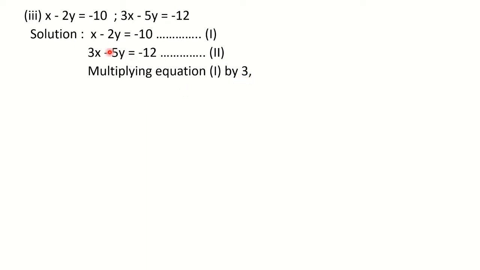When you are multiplying the equation, you have to multiply each and every term. So when you multiply here, you will get 3x, here you will get minus 6y, and here you will get minus 30. So write down the new equation as 3x minus 6y is equal to minus 30, and number it as 3. Now you can observe equations 2 and 3. We have equated the coefficient of x. In both places the coefficient is the same, 3 and 3.